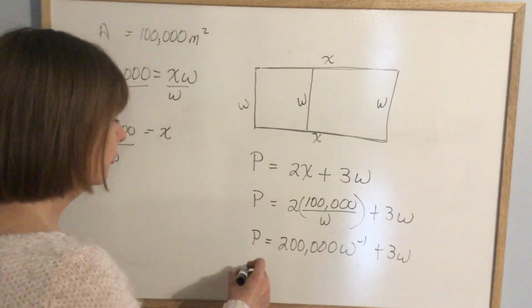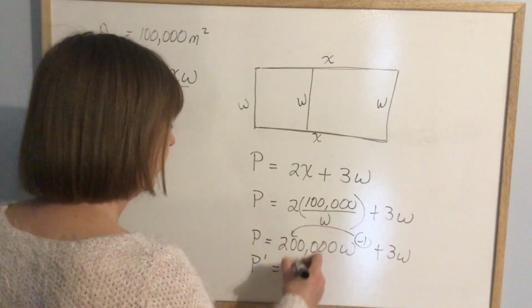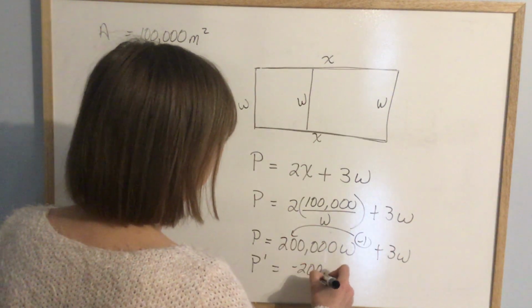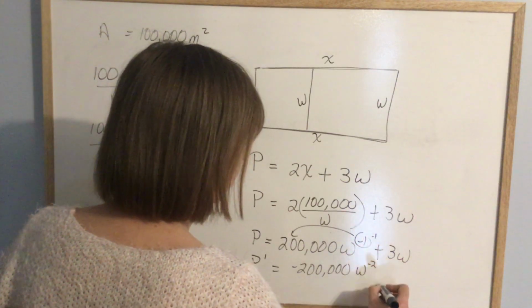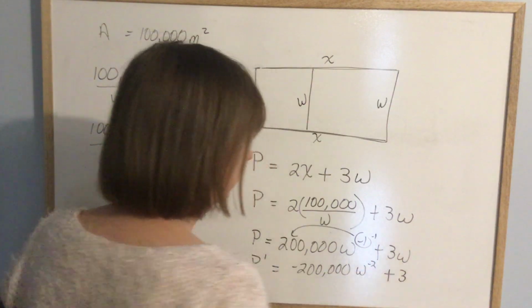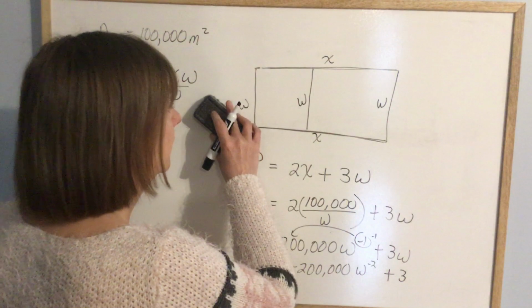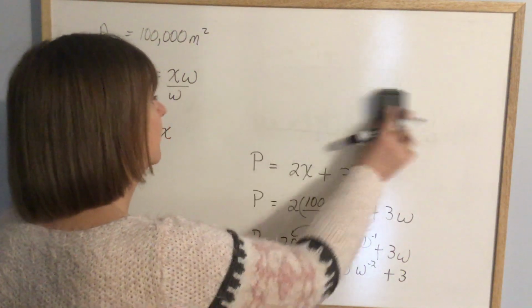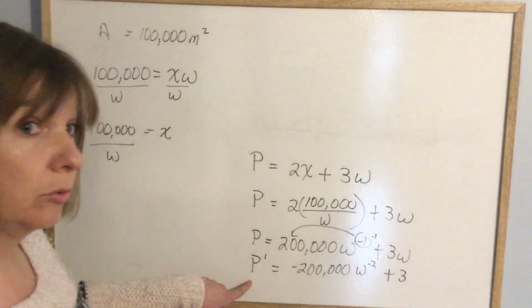So if I take the derivative of this, I'm going to bring the negative 1 down in front. So I'm going to have negative 200,000. I'm going to subtract 1 here. So I'm going to have w to the negative 2. I'm going to take the derivative of 3w, which is going to be just 3. I need to erase this because I need space. So now I'm going to make this equal to 0.